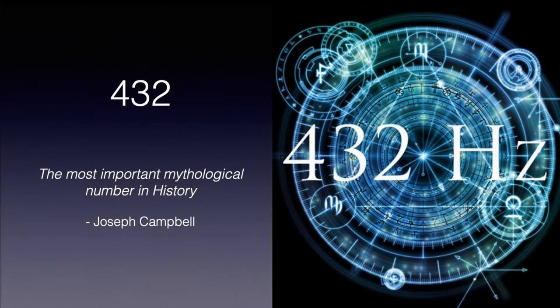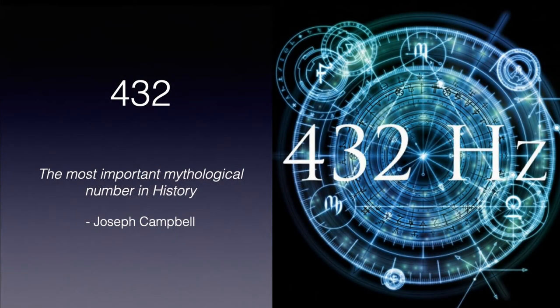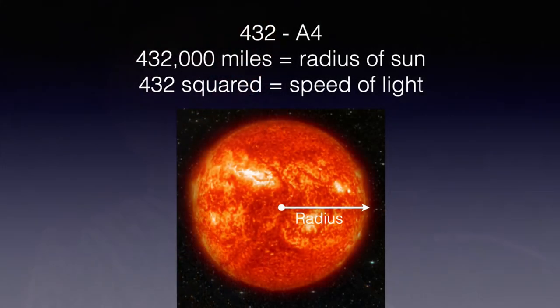So 432 is one of the most important numbers, according to Joseph Campbell. He was one of my favorite of all mythologists. In all of his studies and in all of his travels around the world, he said that 432 was one of the most important of all the numbers, that it was present in so many of the cultures that he studied in some way or form. And believe it or not, 432,000 miles is actually the radius of the sun, from the center point to the edge.